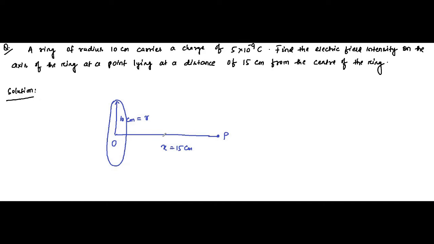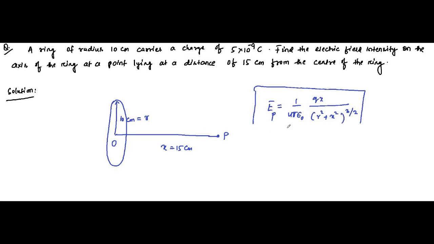The final expression which we got in that video for the electric field intensity due to a uniformly charged circular ring, at the point P, is E equals 1 by 4 pi epsilon 0 times qx by (r square plus x square) to the power 3 by 2. This was the final expression. I am not deriving it here, again I repeat, so please watch that video on electric field intensity due to a uniformly charged circular ring.